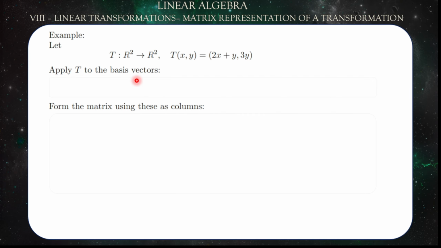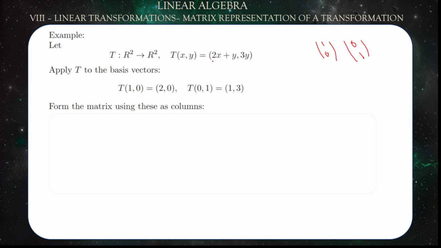Apply T to the basis vectors. Here we need to choose two basis vectors that are linearly independent. What would those vectors be? For T(x,y), you choose (1,0) and (0,1). These are two basis vectors. So let us replace them within T, respectively.